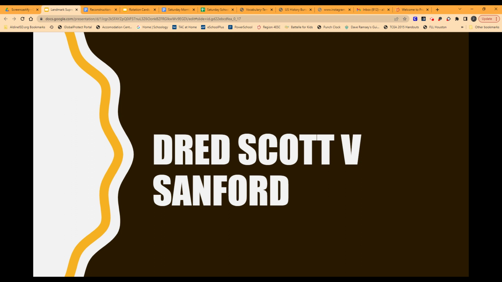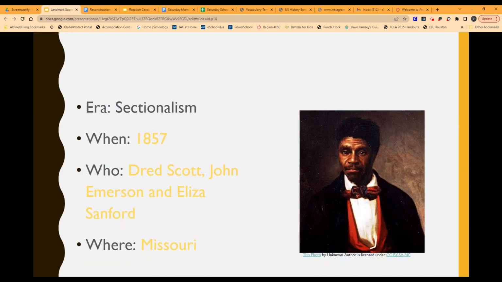That takes us to the Dred Scott versus Sanford case. Again, this actually took place right before the Civil War. It was actually one of the causes of the Civil War. In 1857, Dred Scott, John Emerson, and Eliza Sanford, not dismissing Dred Scott's wife, who was also a part of the case. This took place in Missouri.